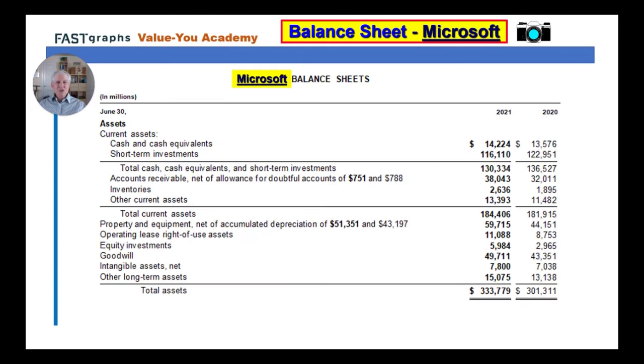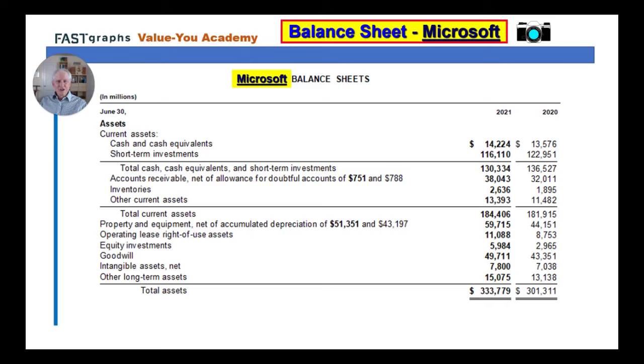Now let's go to the actual Microsoft balance sheet. And they're required to show us the last 2 years because we can see the retained earnings. Plus, we can see the changes in all of these line items. It starts with our most liquid assets, current assets, cash, and cash equivalents. What could we turn into cash within 90 days or less? Maybe it's sitting in a money market fund or a treasury bill. We have some short-term investments.